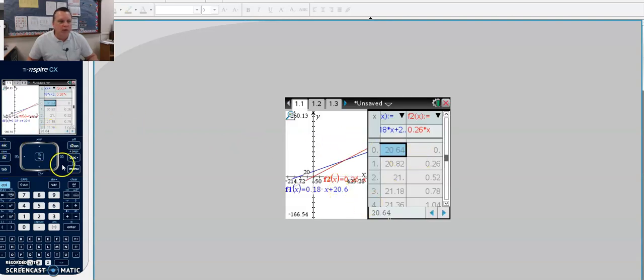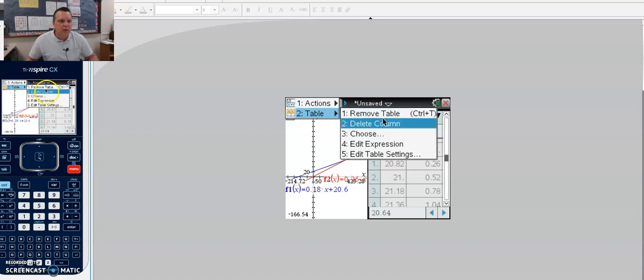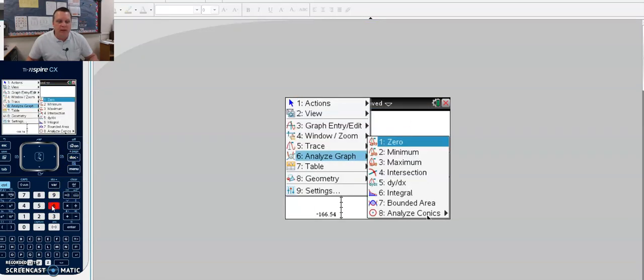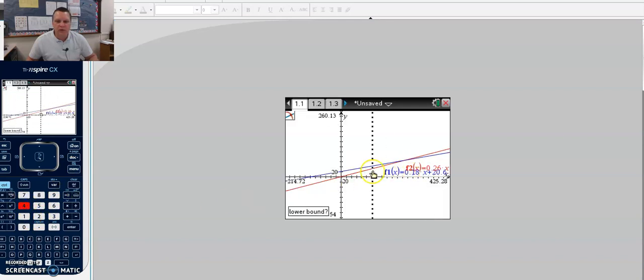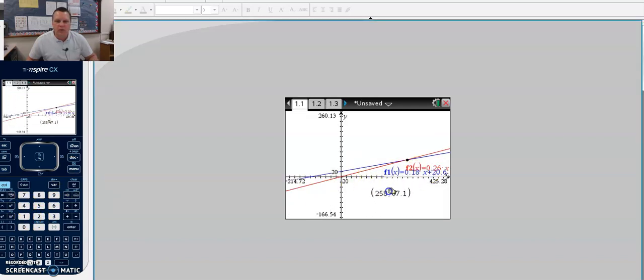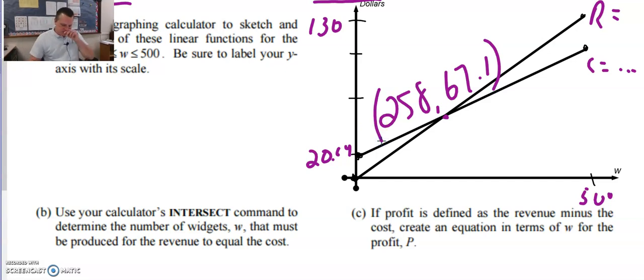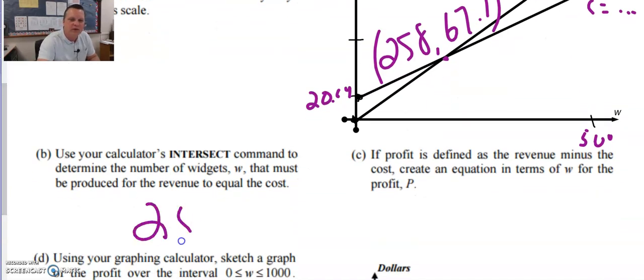All right, so we need to get rid of this table. Remove table. Okay, so remember, menu, analyze graph, intersection, lower bound, upper bound. What is it? 258.67, 1. So this point is 258.67, 1. That's the intersection point. The number of widgets is an X. So to produce revenue equal to the cost, we need to produce 258 widgets.